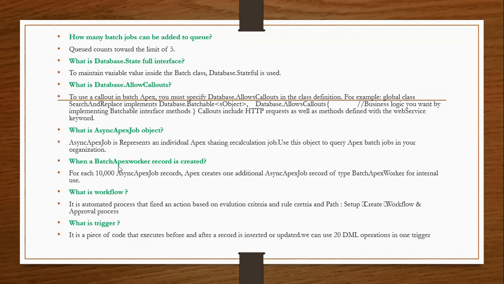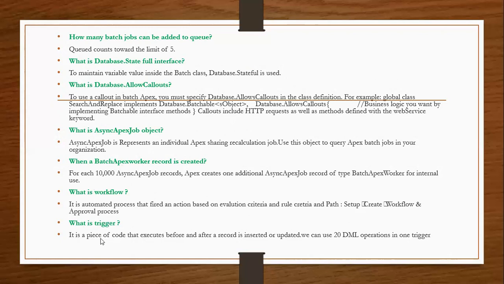Next question, when is the batch Apex worker record created? For every 10,000 Apex job records, Apex creates an additional AsyncApexJob record of type batch Apex worker for internal use. Next, what is a workflow? It is an automated process that fires actions based on the evaluation criteria and the rule criteria set up, created in workflow and approval processes.